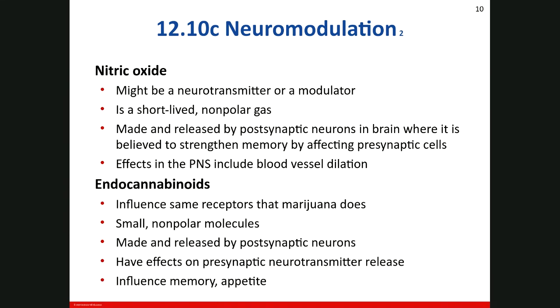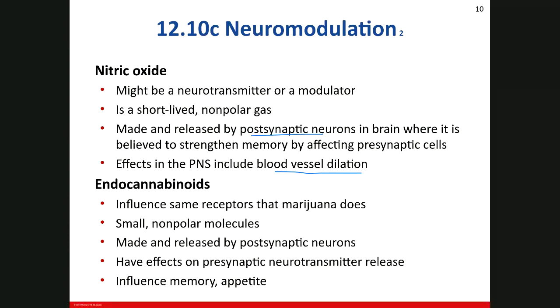In this slide, you can see two different types of neuromodulator. One of them is nitric oxide. It can be a neurotransmitter or a neuromodulator. It's a nonpolar gas, and the lifetime of nitric oxide is very short. It's made and released by the postsynaptic neuron in the brain, and it can increase the memory. It has another effect in the peripheral nervous system, which you will learn about in 2060. It can help our blood vessel dilation and decrease the blood pressure.